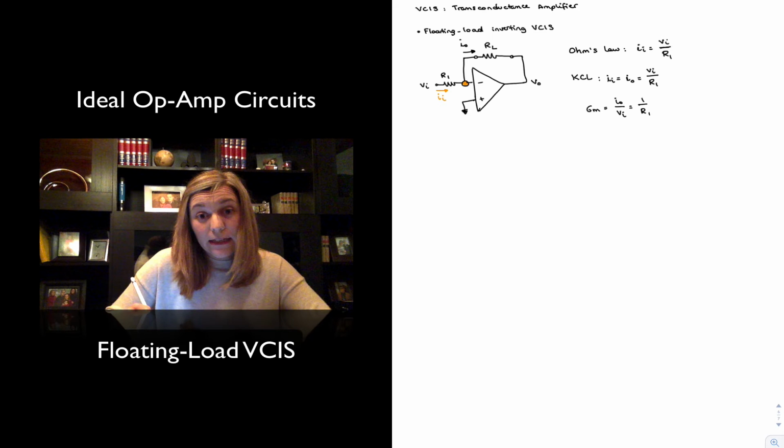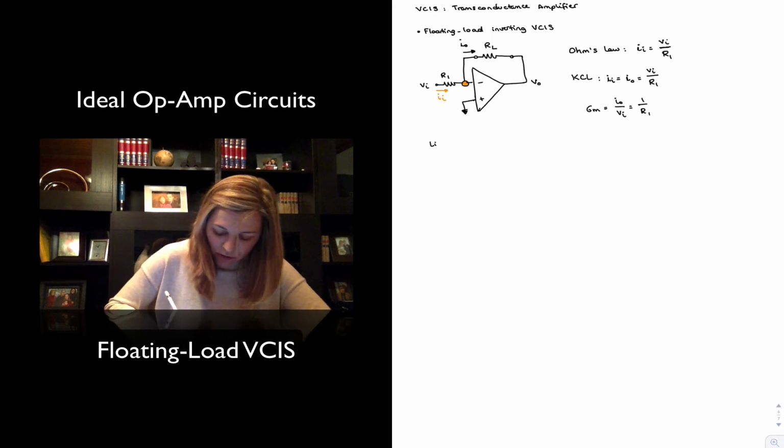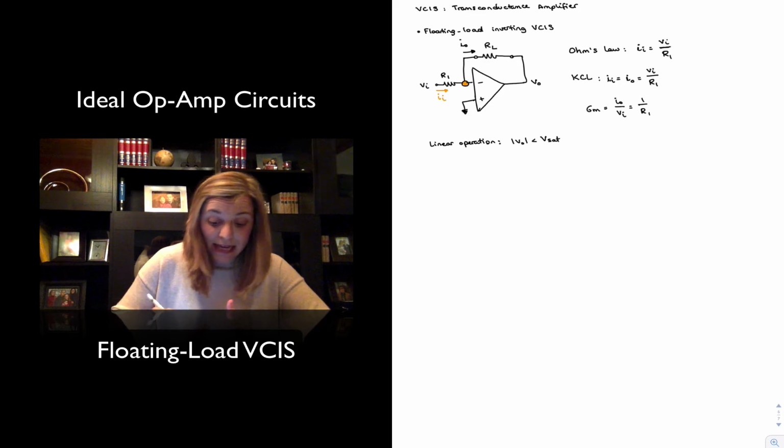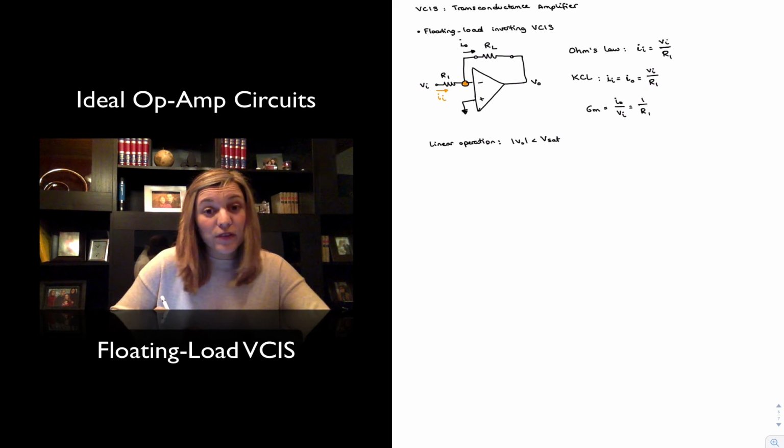To maintain linear operation, if we wanted to know the requirements for linear operation, we will have that V out needs to be less than the saturation voltage. And since V out, from the way the circuit is configured, is going to be equal to negative RL times I out, since the I out current is flowing in the direction from 0 towards V out.